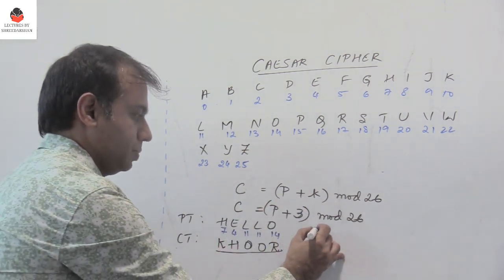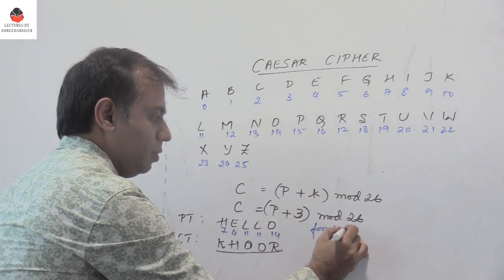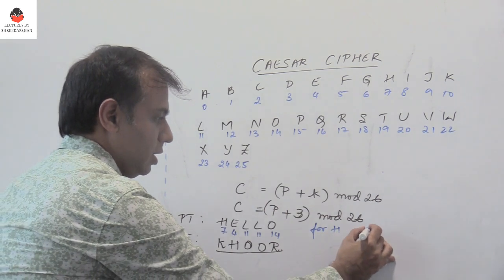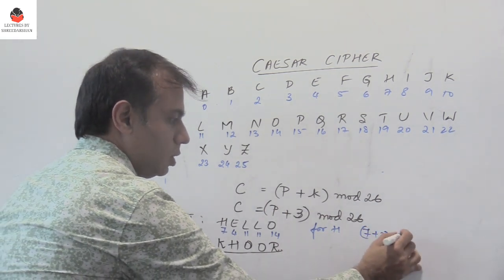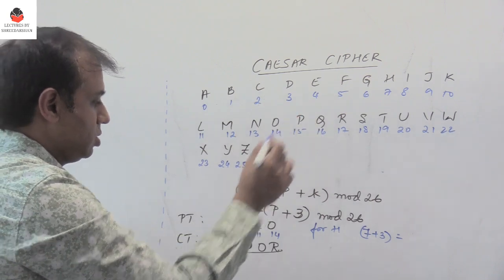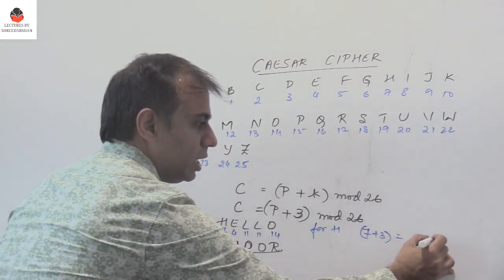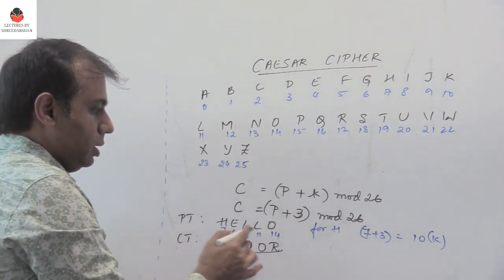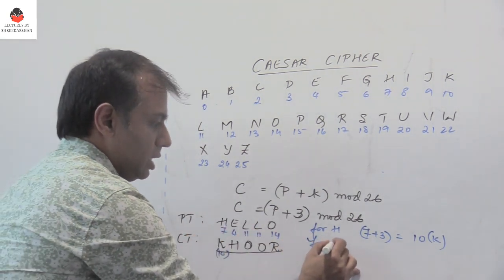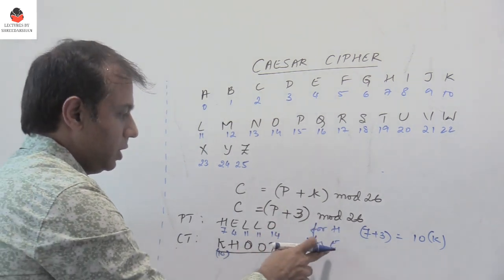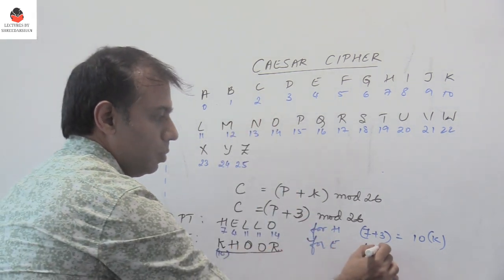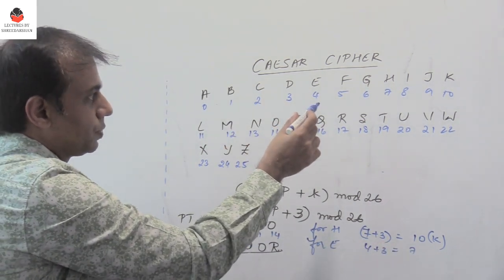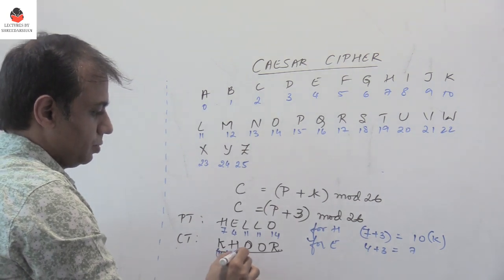For the alphabet H, what do we get? It is P, which is 7, plus 3. What is 7 plus 3? 7 plus 3 is 10. So 10 corresponds to the alphabet K. So I have K here, which is 10. For the alphabet E, you have E is 4. So 4 plus 3 is 7. So 7 stands for the alphabet H. So I get H here.